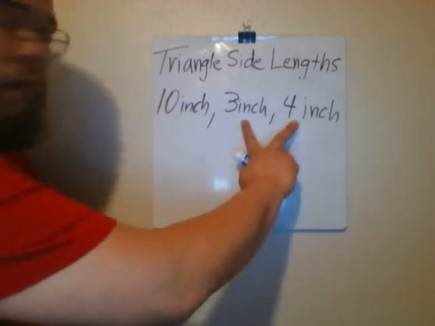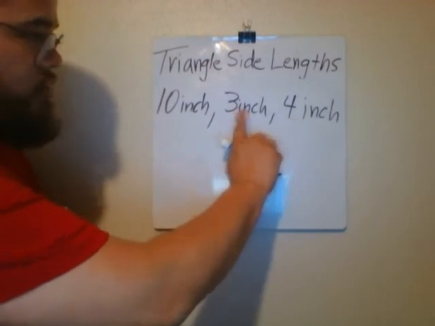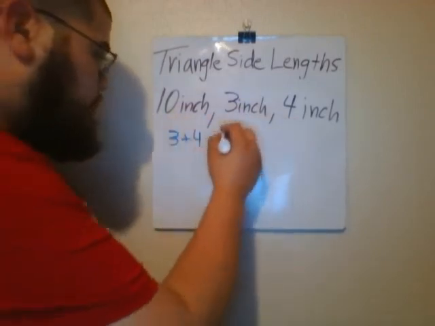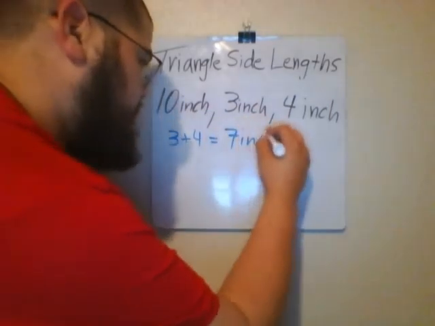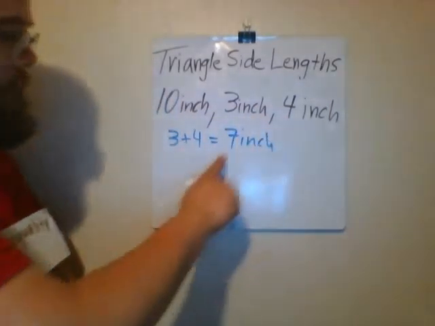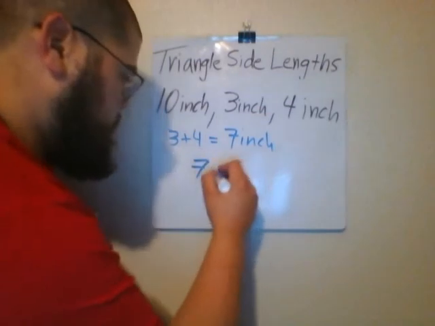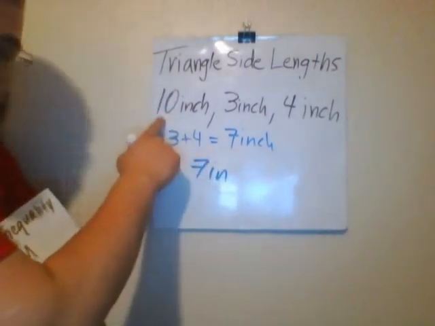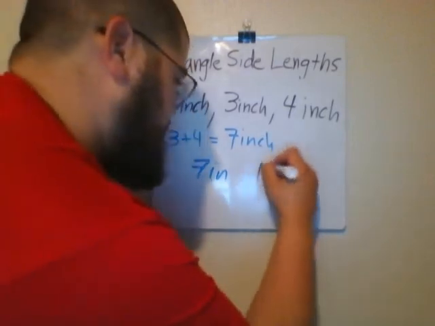We're going to add the two smaller sides. Remember, we always start with the two smaller. That's 3 and 4. 3 plus 4, we end up with 7 inch, okay? Now, we're going to compare the 7 inch to the longer side. The longer side is 10, right? And so we're going to put 10 inch right here.